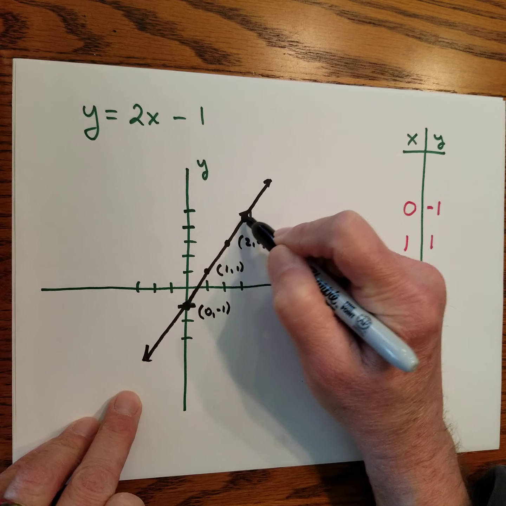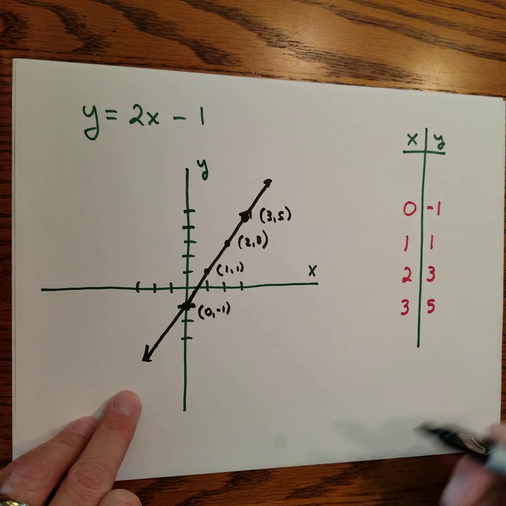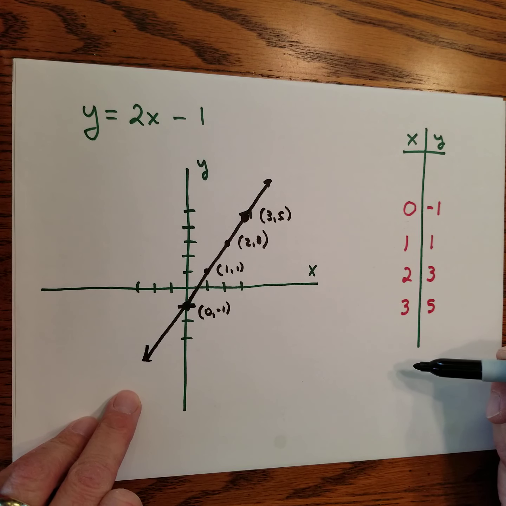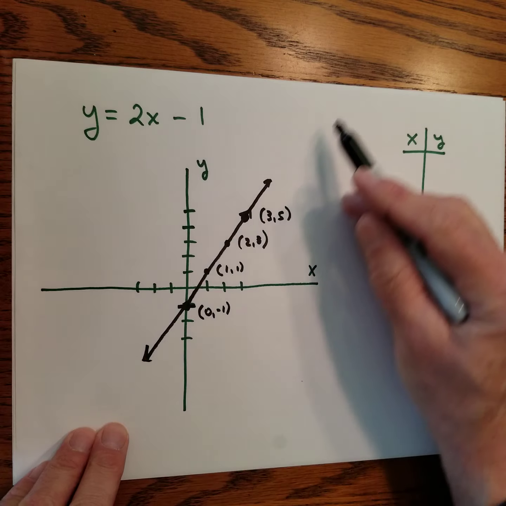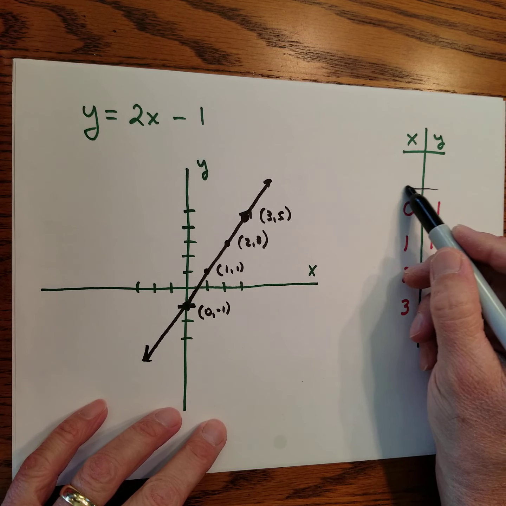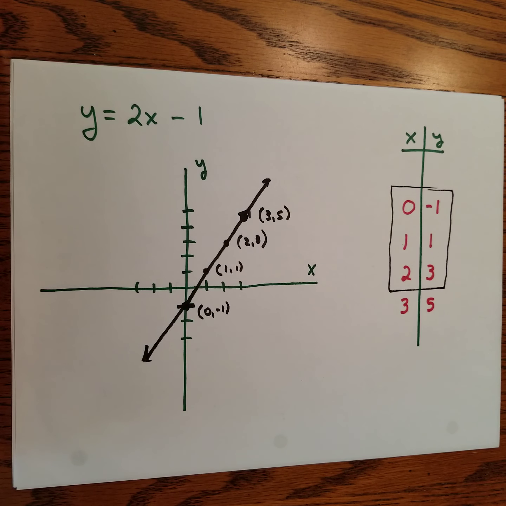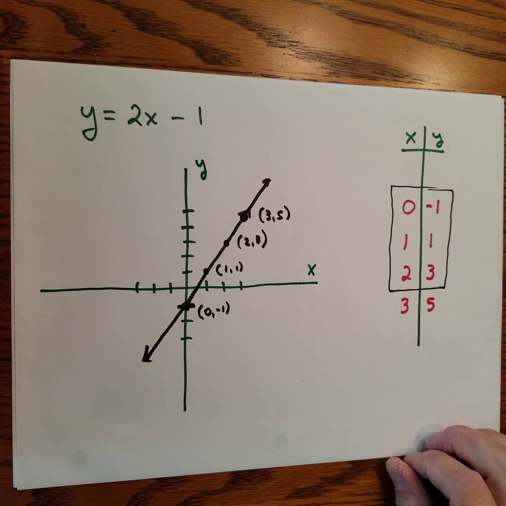I can extend my line. When x is 3, y is 5. Choose any value you like for x, and when you plot it on this graph, it'll be somewhere along this path. All the problems we've done so far, 0, 1, and 2 for x, do a really nice job of showing the path. That's what you should use on all the ones so far.